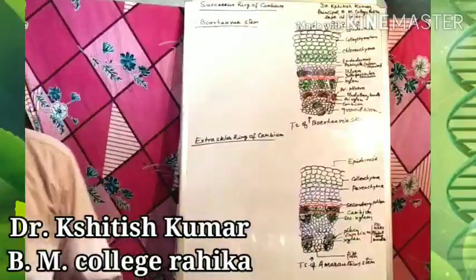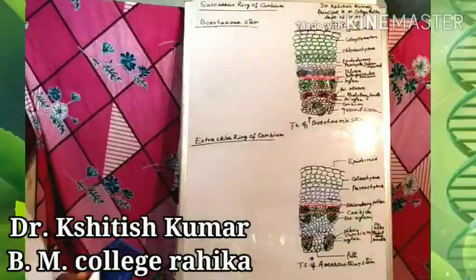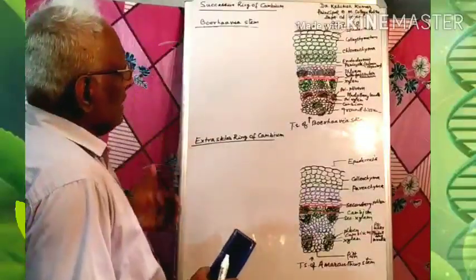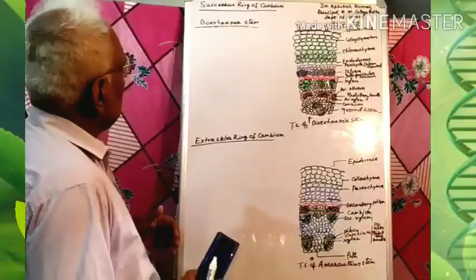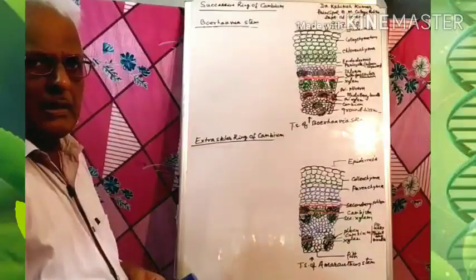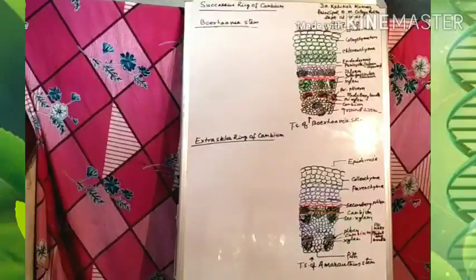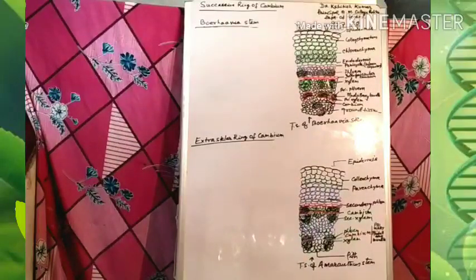In this, the cambium rings are formed regularly at intervals. One cambium ring starts to cut the secondary tissues.